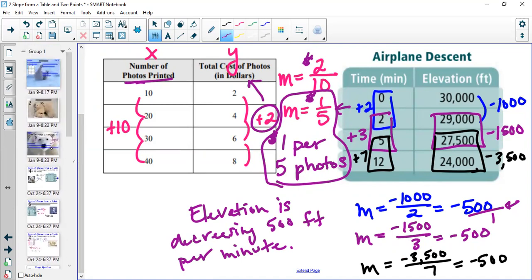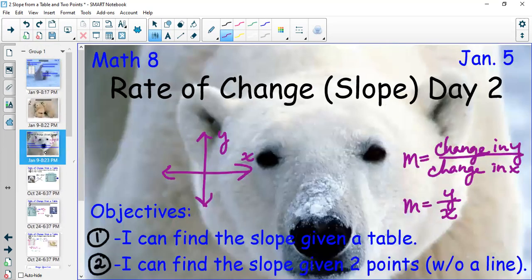All right, we have now officially covered our first objective, which is finding slope given a table. We're going to focus on our second objective now, which is finding the slope given 2 points.